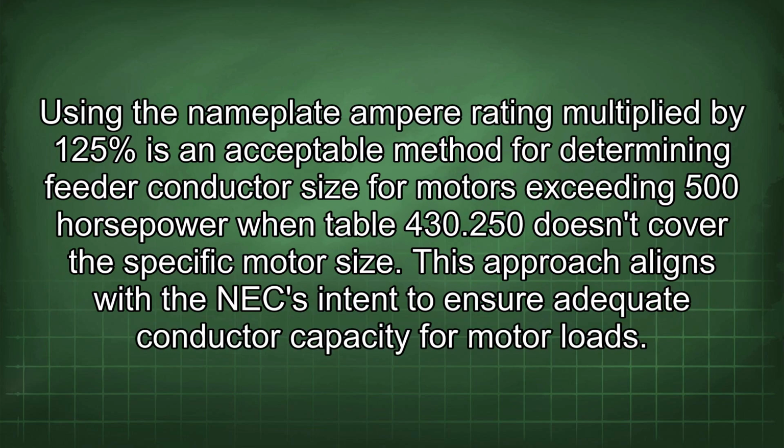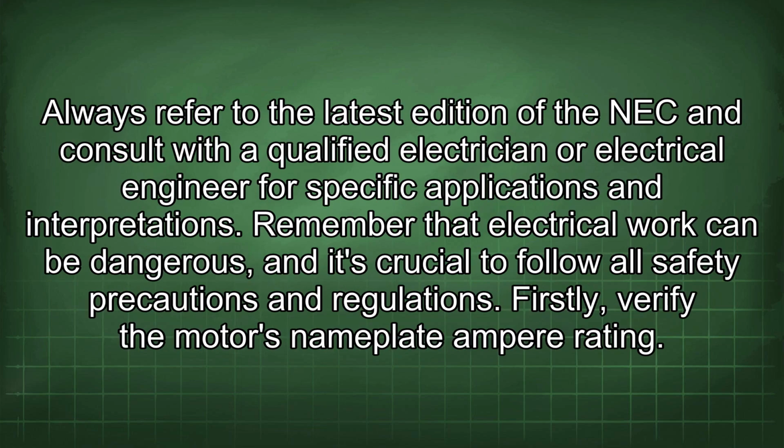Using the nameplate ampere rating multiplied by 125% is an acceptable method for determining feeder conductor size for motors exceeding 500 horsepower when Table 430.250 doesn't cover the specific motor size. This approach aligns with the NEC intent to ensure adequate conductor capacity for motor loads. Always refer to the latest edition of the NEC and consult with a qualified electrician or electrical engineer for specific applications and interpretations. Remember that electrical work can be dangerous, and it's crucial to follow all safety precautions and regulations.